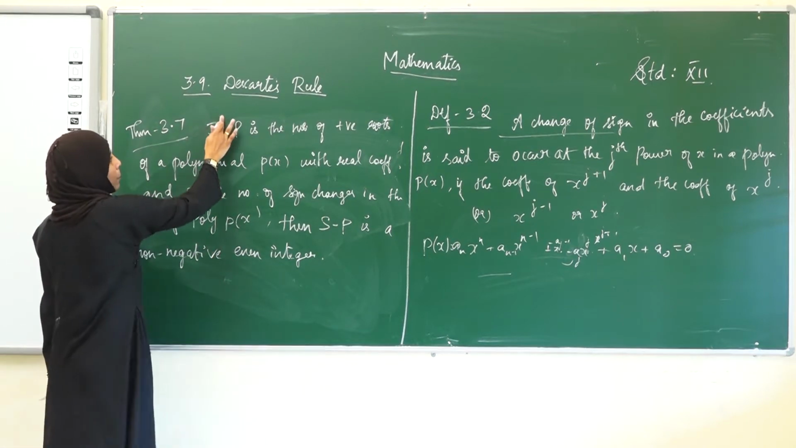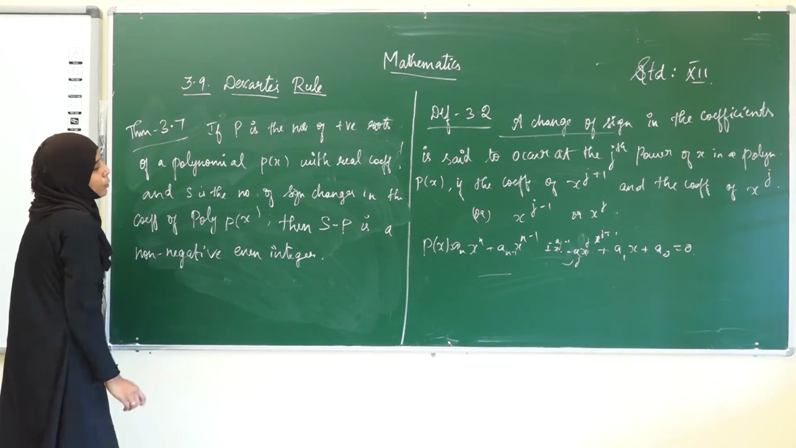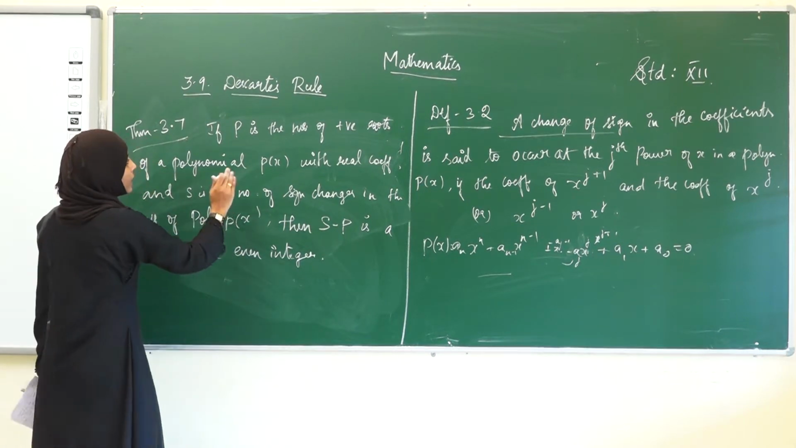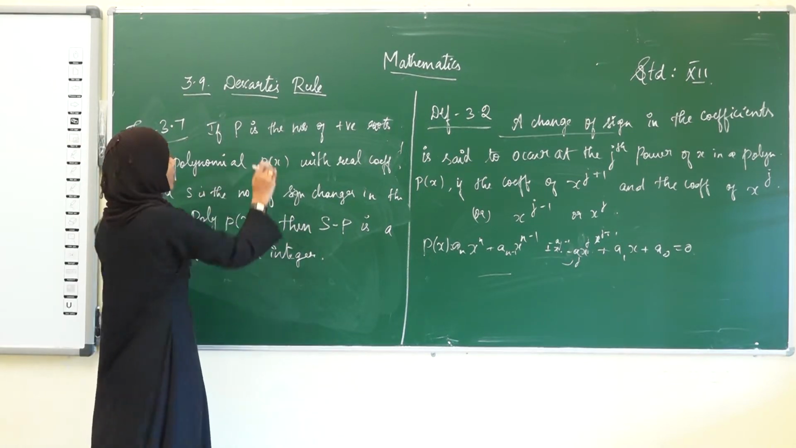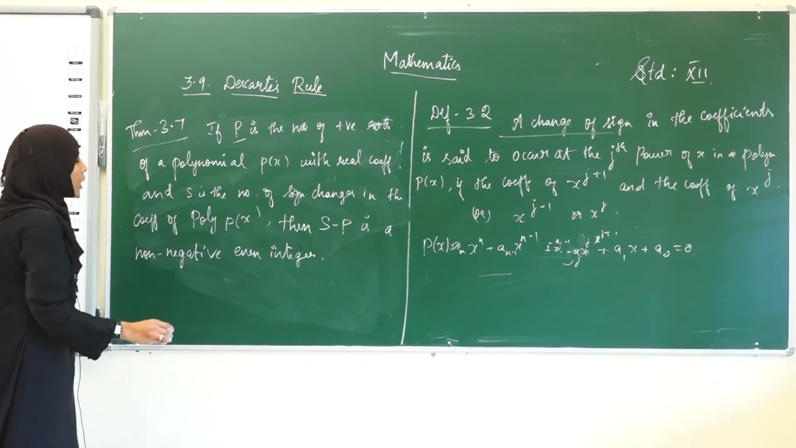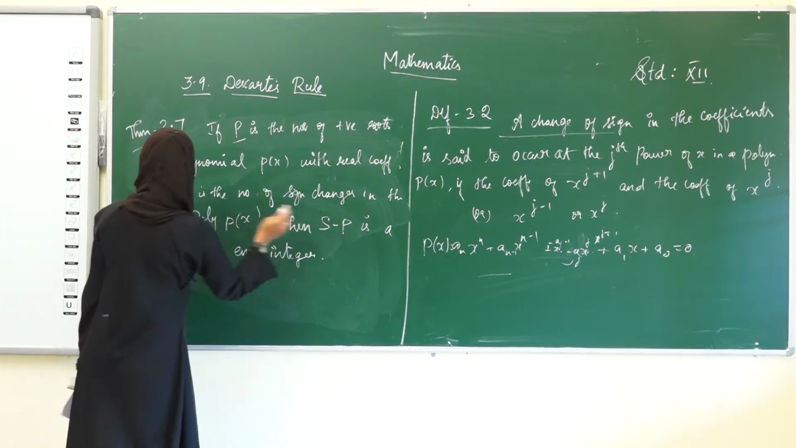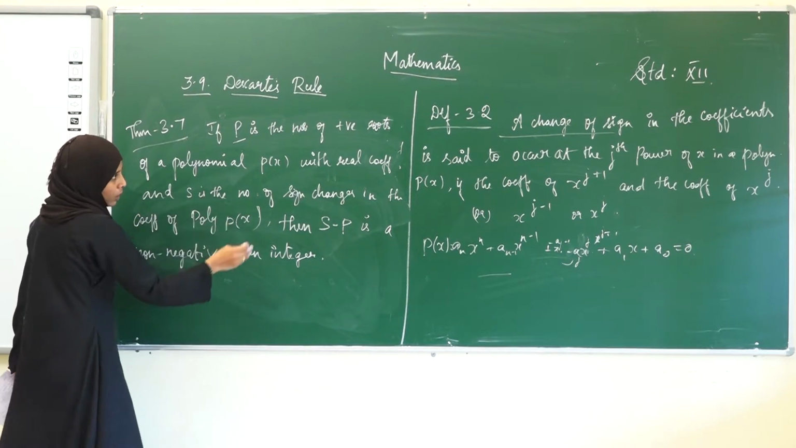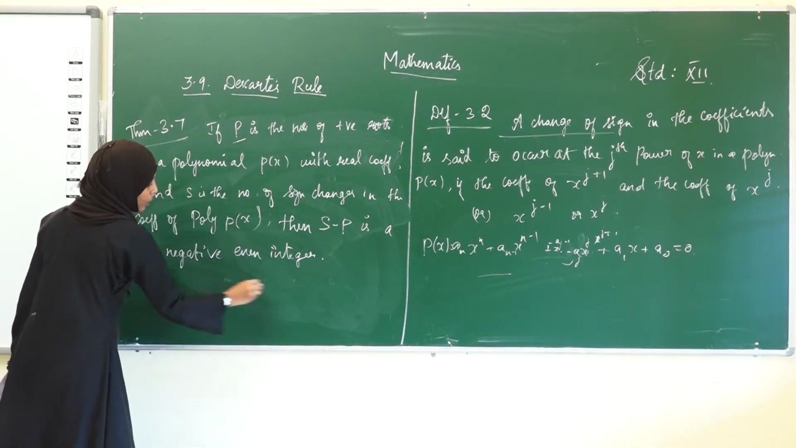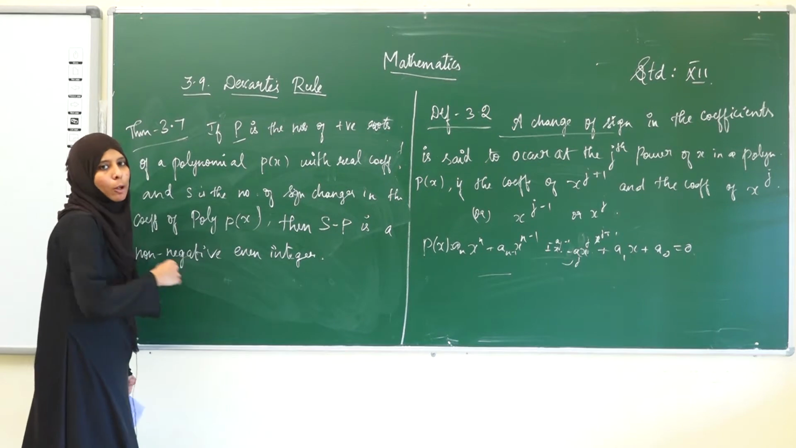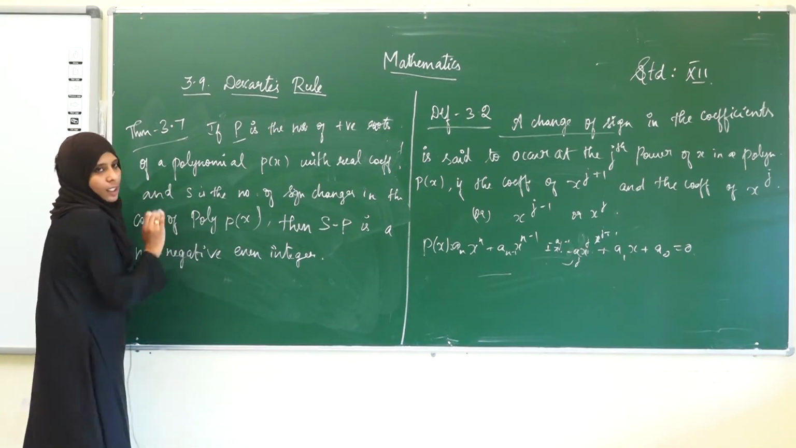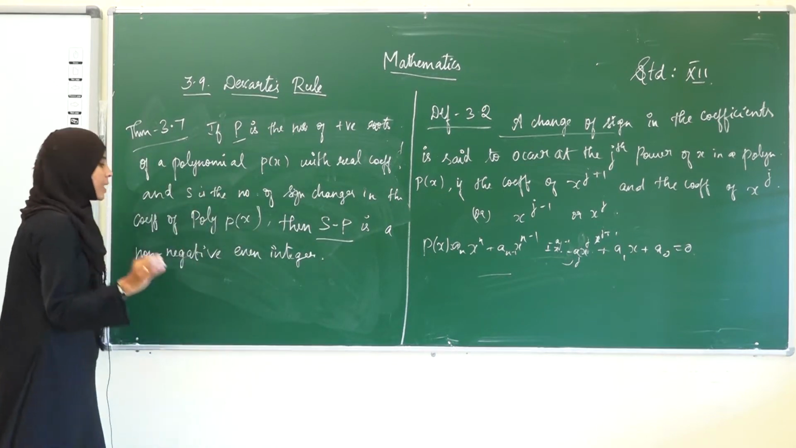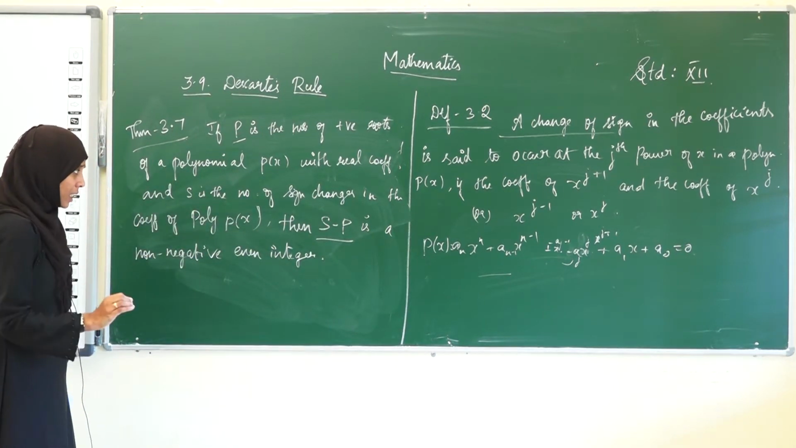If p is the number of positive roots of a polynomial, so we have a polynomial p of x. So in it we find the roots. Whatever number of positive roots there are, we consider that as p. Okay, and s is the number of sign changes in the coefficients of the polynomial p of x. What is s? Now, we saw last time, if a polynomial equation is given, the number of sign changes in it is taken as s. Okay, then we prove that s minus p is a non-negative even integer, as we have said.